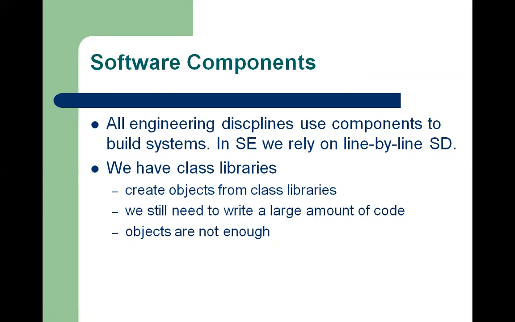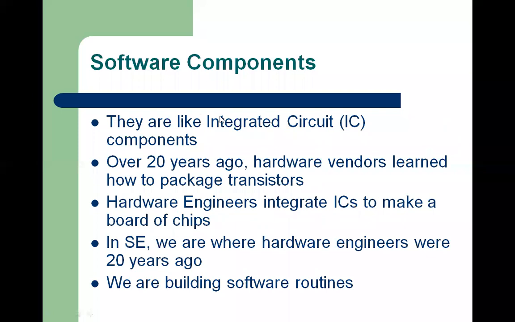We have class libraries, and we create objects from class libraries. We still need to write a large amount of code. Objects are not enough. If we don't have any class library for a single design or block, we need to write a large amount of code. That's what we discussed with the help of JFrame and all. The objects are not enough, and that's why we need this Bean Development Kit. Beans are like integrated circuit components.